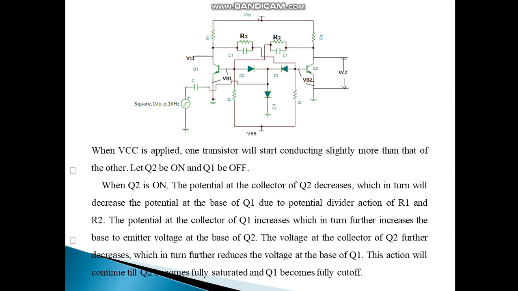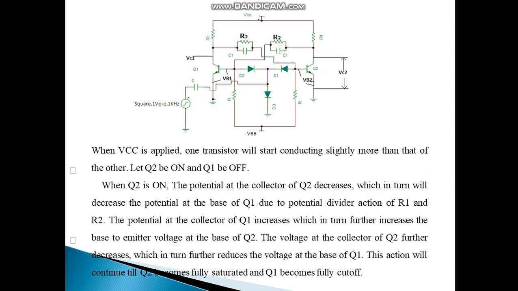Let us see the operation of the bistable multivibrator. When VCC is supplied, one transistor will start conducting slightly more than the other transistor. Let Q2 be on, then Q1 is off. When Q2 is on, the potential at the collector of Q2 decreases, which in turn will decrease the potential at the base of Q1 due to the potential divider action of R2 and R1.